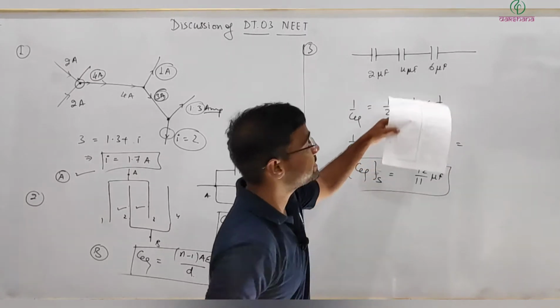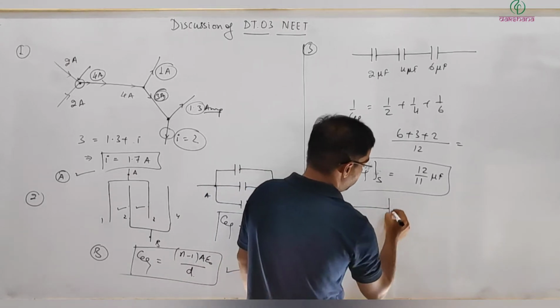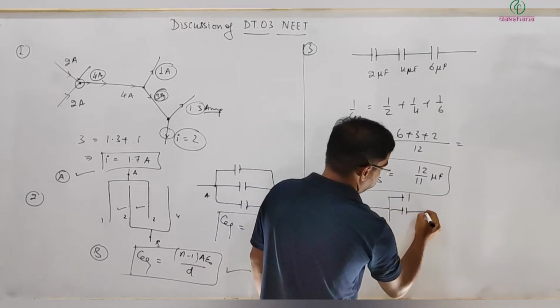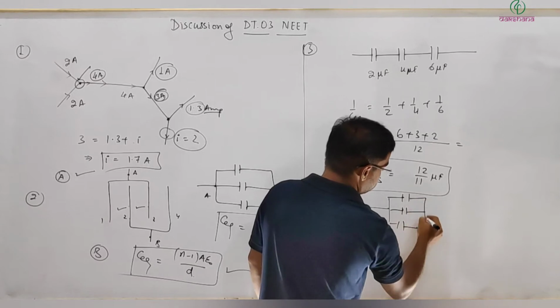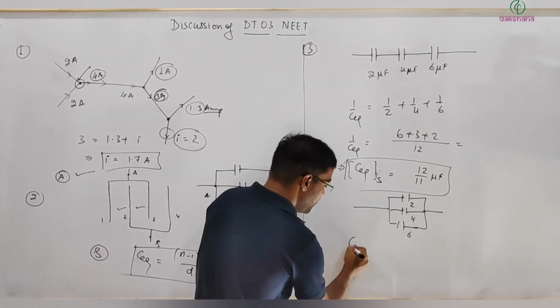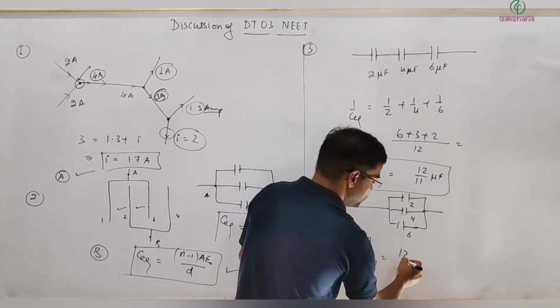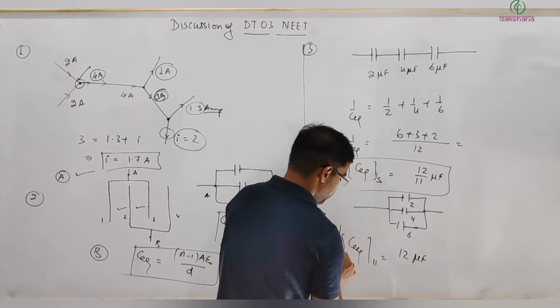I hope you are understanding. Simple thing in series connection. Second case में कि इन तीनों कैपेसिटर को ही पैरेलल में कनेक्ट कर दिया गया है like this, 2 4 6. तो C equivalent in parallel कितना हो जाएगा, simple addition, that is coming out to be 12 microfarad.